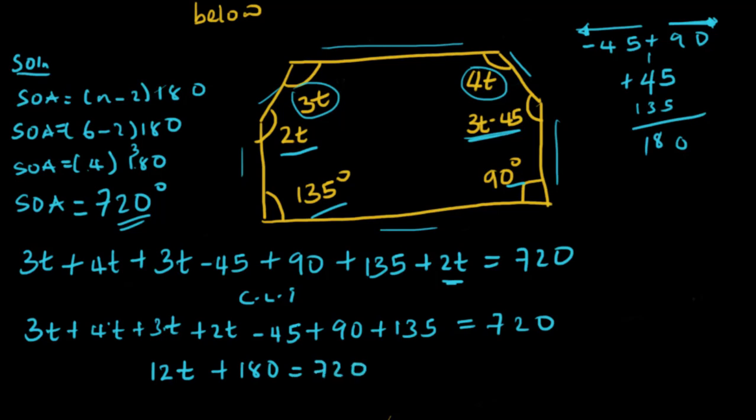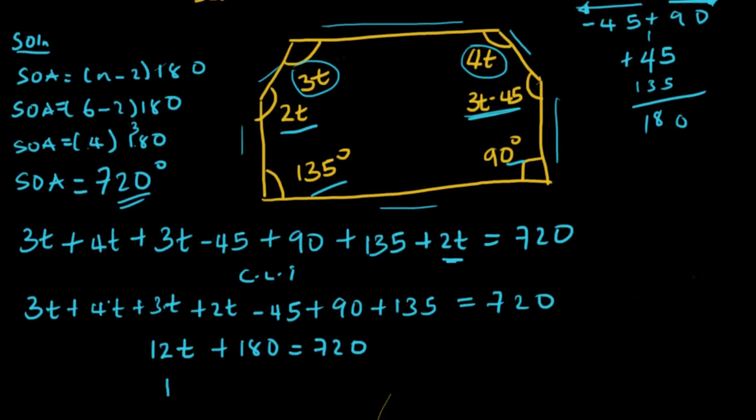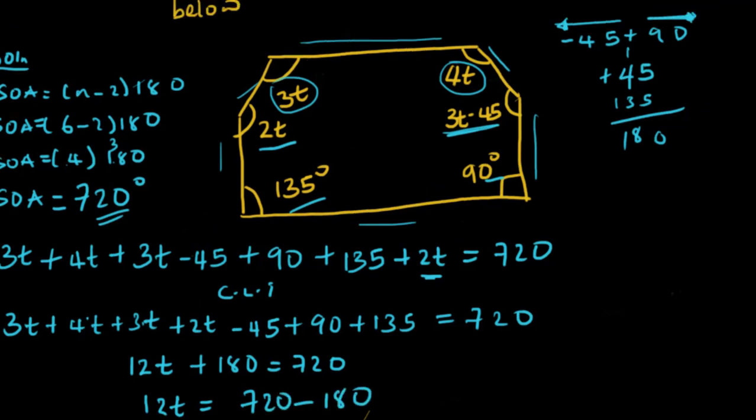So we can take 180 to the other side. It means we'll have 12t equals 720 minus 180. Let's solve the remaining here. 0 minus 0 is 0. Then I'll borrow 1 from 7, which will remain 6. So 12 minus 8 is 4. Then 6 minus 1 is 5. So I have 12t equals 540.